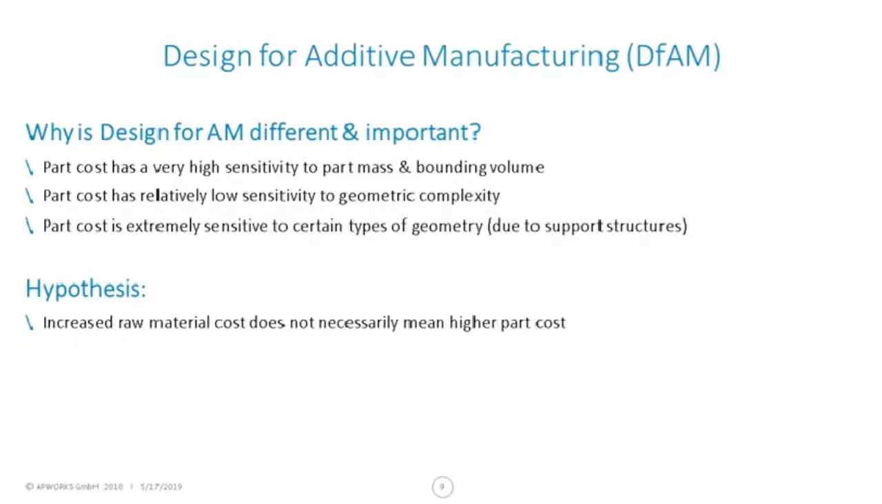So the hypothesis for this little case study is that increased raw material cost doesn't necessarily mean higher part cost. And the reason for that is that most of the costs of the process are driven by the time on the machine, which is about volume of part. It's not really about how expensive the material is. If you think about it, that should be relatively obvious. In the end, these processes use very little material. They use about the same amount of material as ends up in the final part.